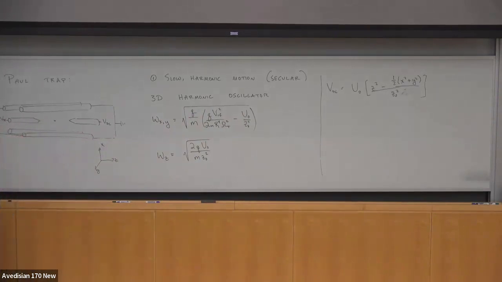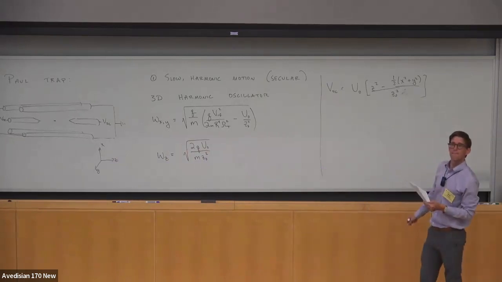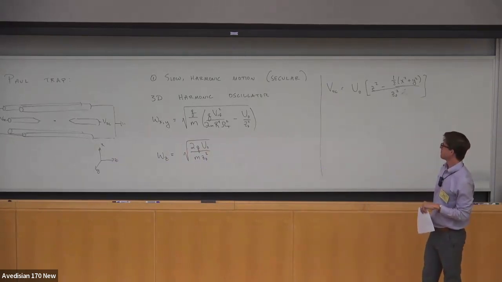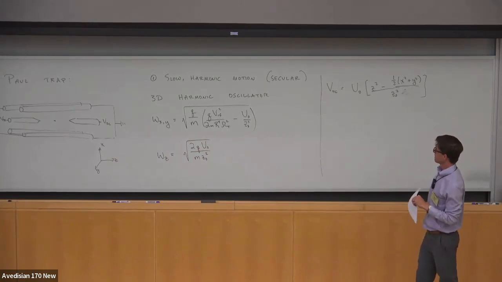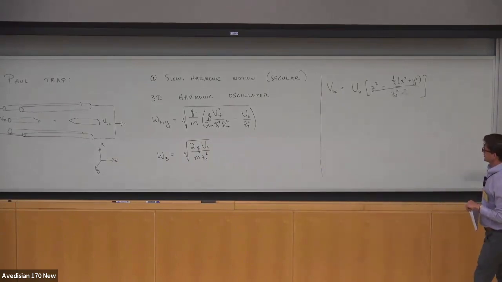So for omega XY, inside the brackets, the first term has VRF squared. The second term is V zero. So are they dimensionally the same? Sorry, could you say that again? Oh, I was saying that for omega XY, inside the parenthesis, the first term is VRF squared, right? Mm-hmm. And the second term has just V zero. So I was wondering if they have matching dimensions. Ooh, matching units. Yeah, let me look at this.